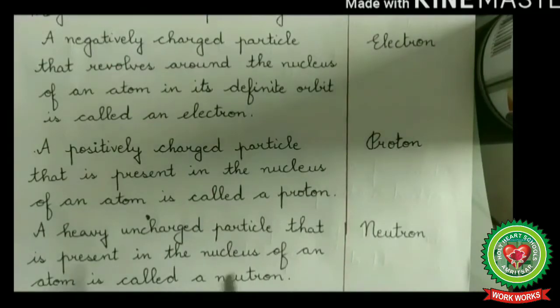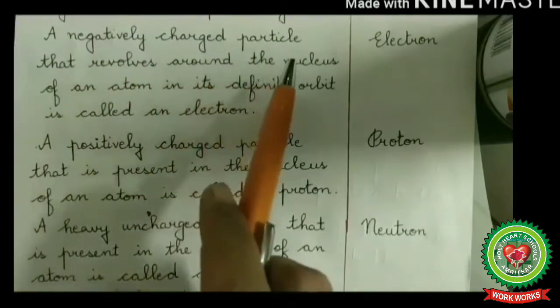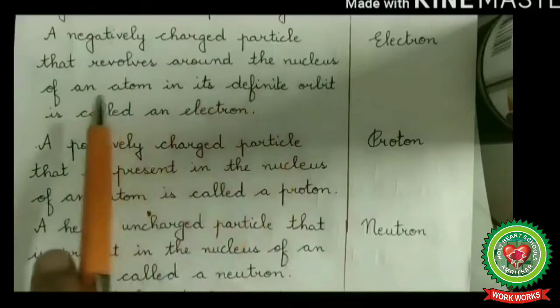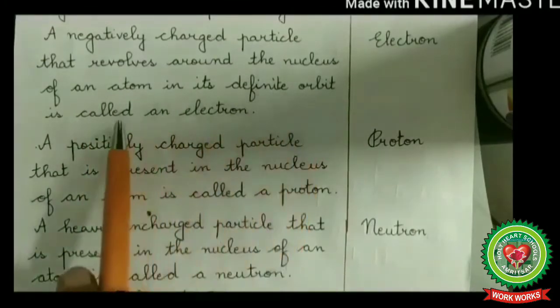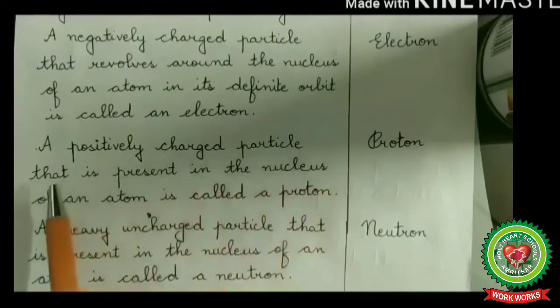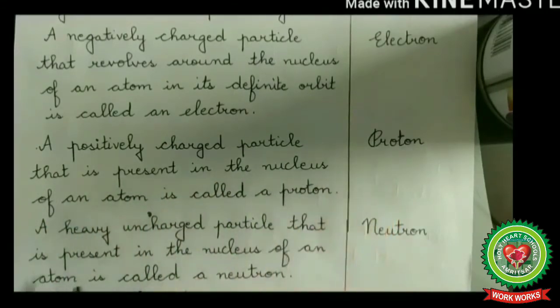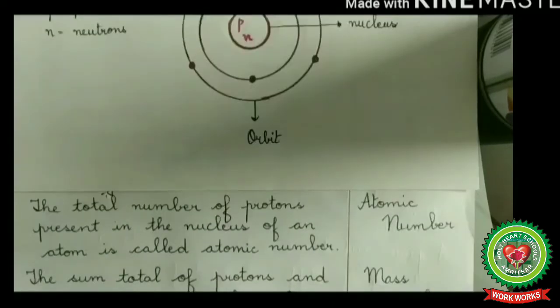Now once again see the definitions. Electron, a negatively charged particle that revolves around the nucleus of an atom in its definite orbit is called an electron. A positively charged particle that is present in the nucleus of an atom is called a proton. And a heavy uncharged particle that is present in the nucleus of an atom is called a neutron.